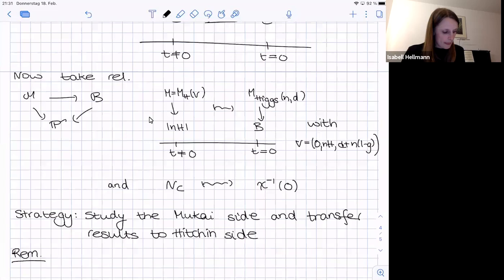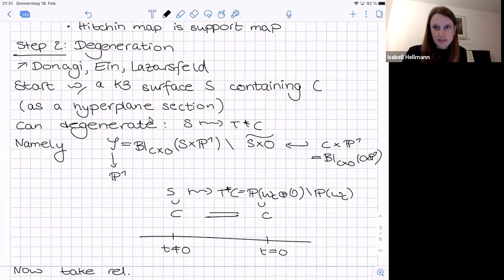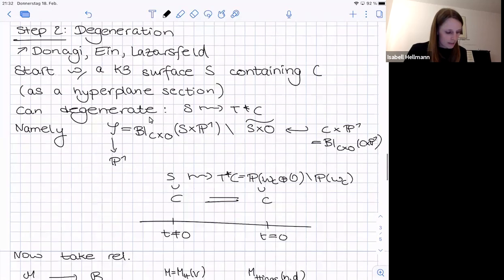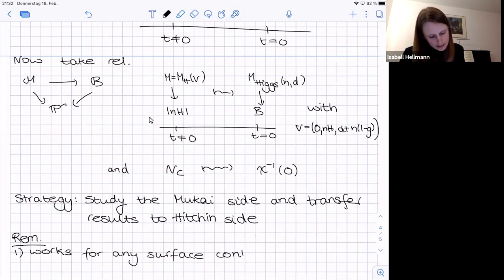Namely, you notice that at no point here did I use that S is a K-trivial surface, so it actually works for any surface containing C. But I want to use a K-trivial surface because my theory of the moduli space of coherent sheaves on a K-trivial surface is super nice. So it works for any surface containing C. And maybe you've seen this paper more than a year ago where Cataldo, Maulik, and Chen proved the P equals W conjecture by using this degeneration.